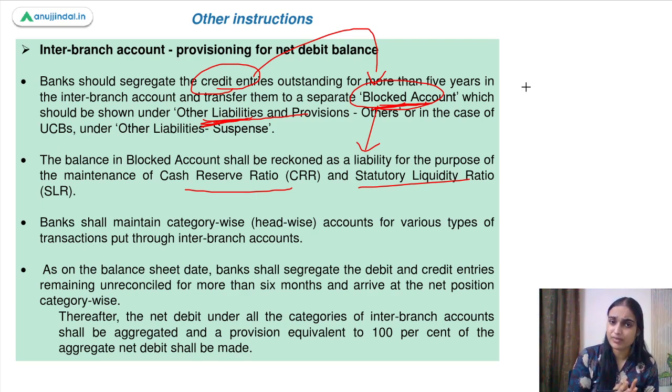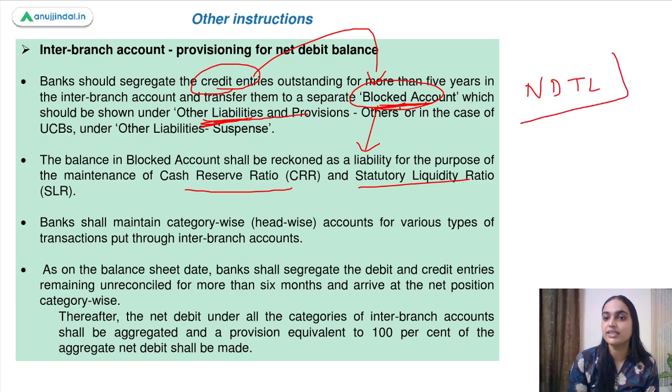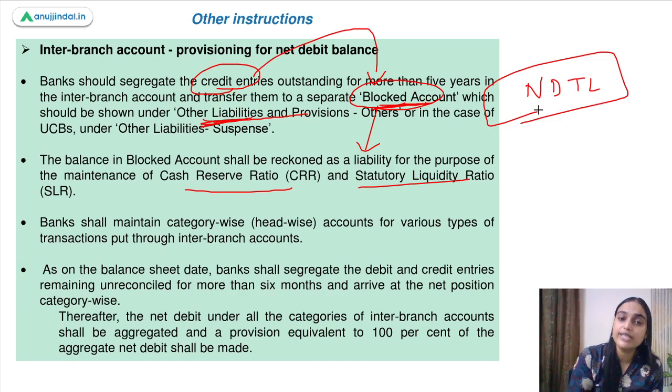Okay, we know that a certain amount of these liabilities need to be maintained in the form of reserves. The cash reserve ratio says so. We have the net demand and time liabilities, so you need to maintain the reserves against that. So in this blocked account mein jo entries aapne outstanding thi 5 saal se zyada ki, un liabilities ke against bhi ye reserves aapko maintain karni hongi.